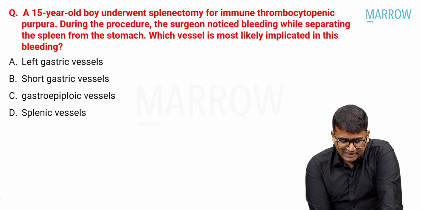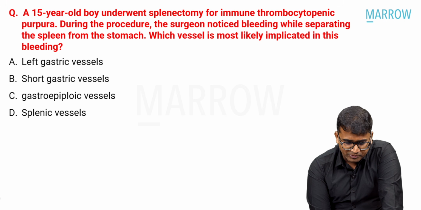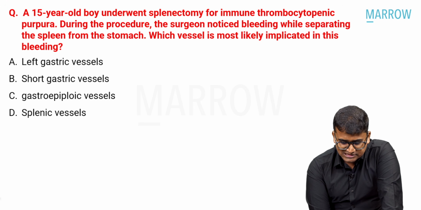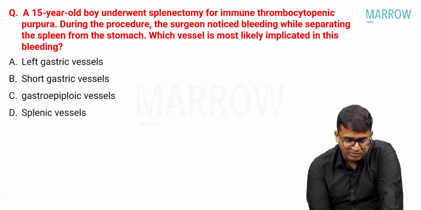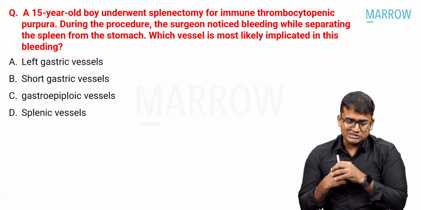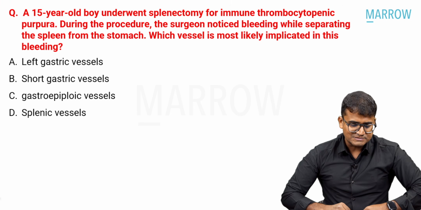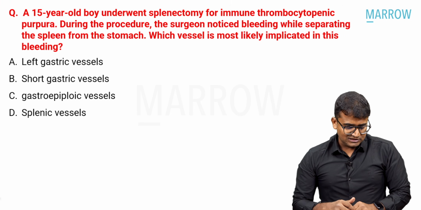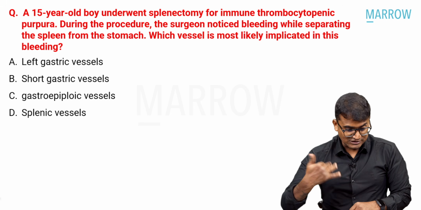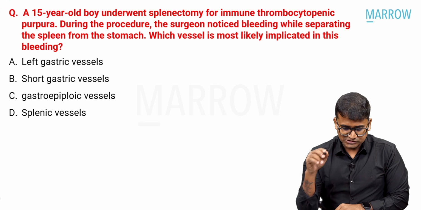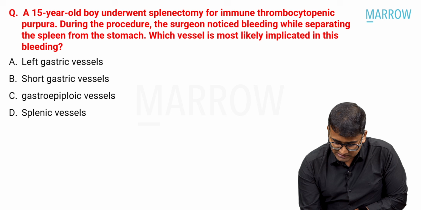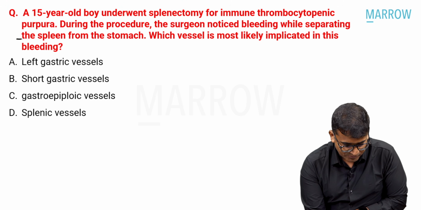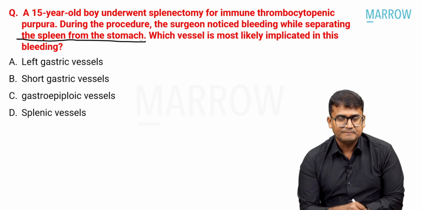A 15-year-old boy underwent splenectomy for thrombocytopenic purpura. During the procedure, the surgeon noticed bleeding while separating the spleen from the stomach. Which vessel is most likely implicated in this bleeding? A. Left gastric vessel, B. Short gastric vessel, C. Gastroepiploic, and D. Splenic. So, they are asking about the structure present between the spleen and the stomach.